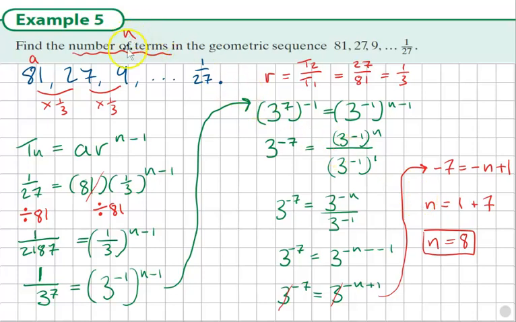So going back to the question, we are asked to find the number of terms in the geometric sequence. So 1/27 being the final term. And the number of terms is 8. N is equal to 8. So the number of terms in the sequence is 8.